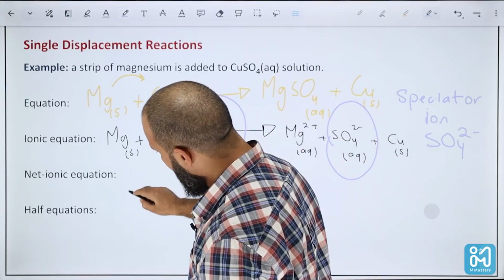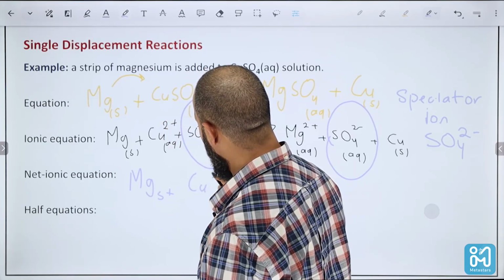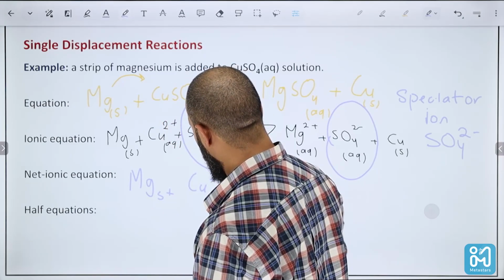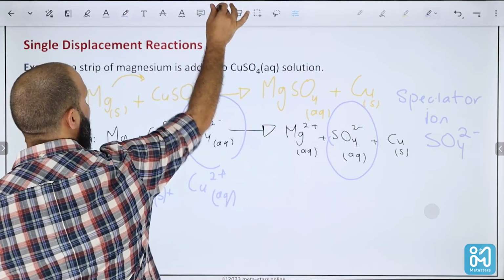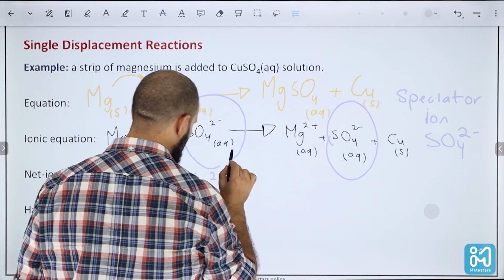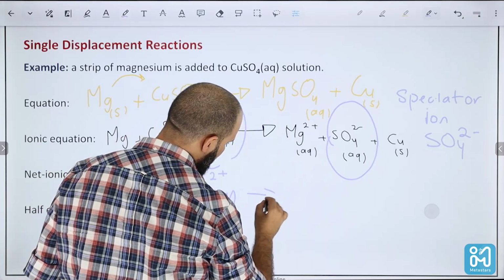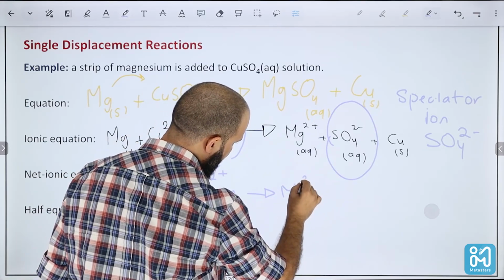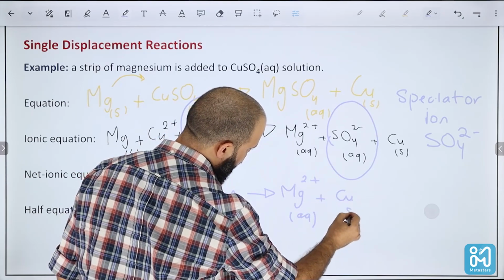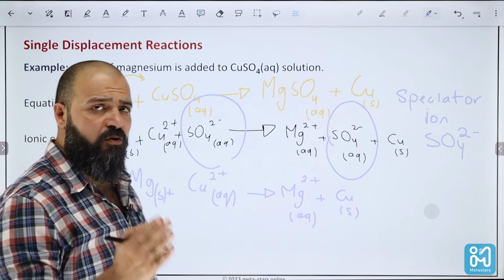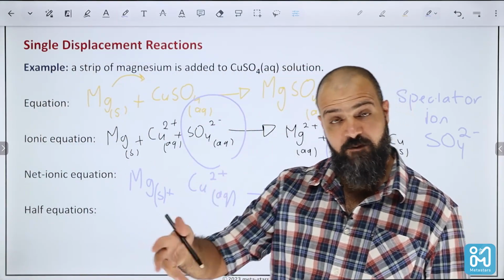So I have Mg solid plus Cu2 plus aqueous to produce Mg2 plus aqueous and Cu solid. Now it's very easy to decide which substance is oxidized and which substance is reduced.